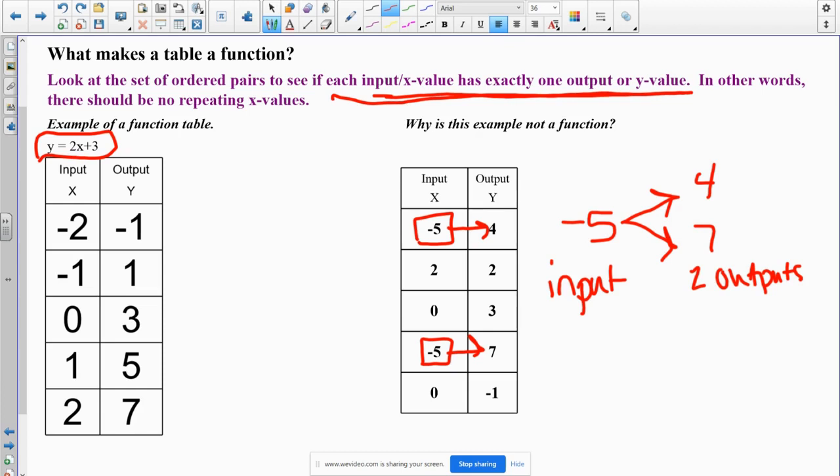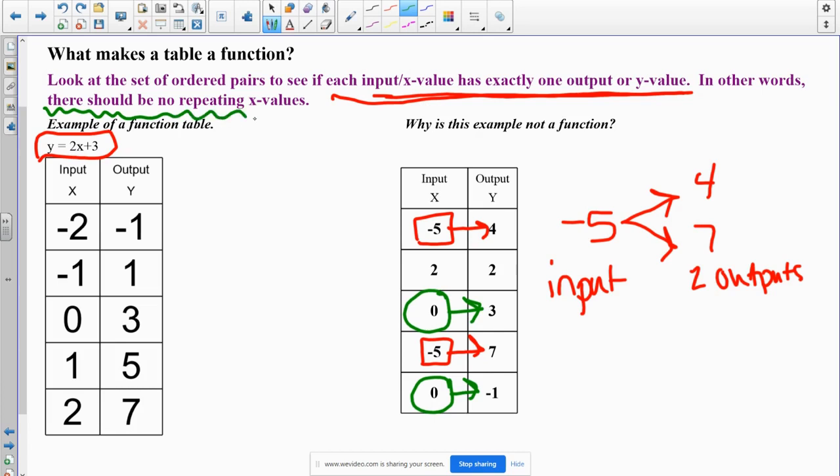If you go back to the definition, each input or x value has exactly one output or y value. Again, we can look at that same idea with zeros. The input was 0, my output was 3. You input 0 again, and now you have an output of -1. So looking at that other part of the definition, there should be no repeating x values. Notice that the x values are repeating. That means there are 2 outputs. So that is an example of not a function.